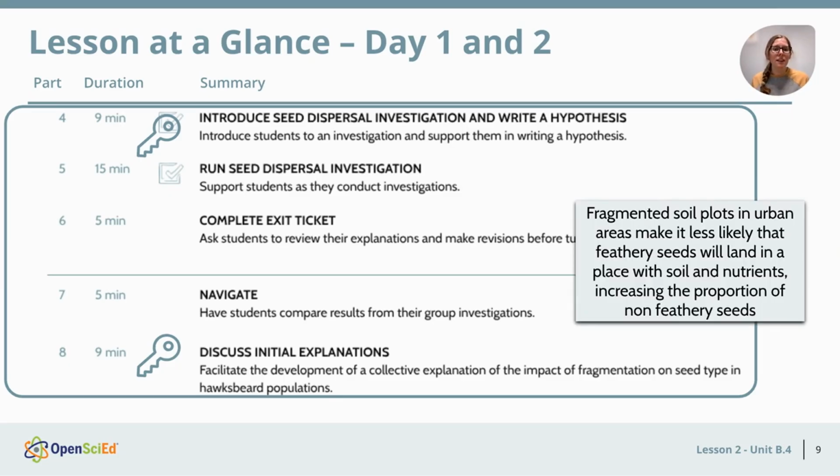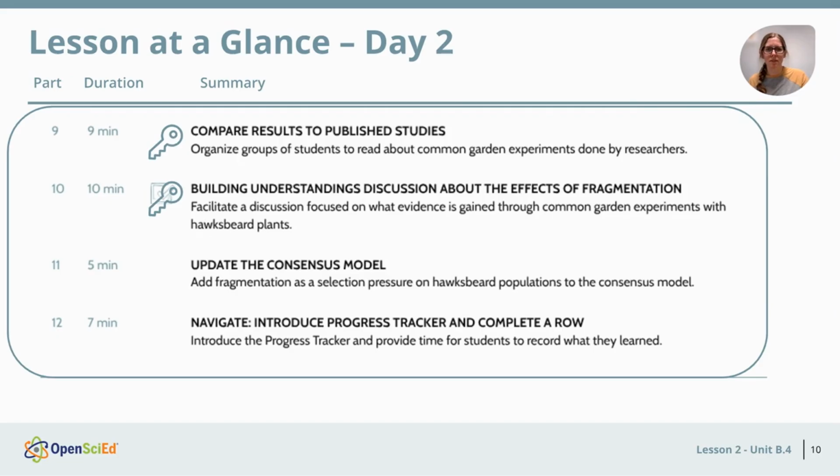We're going to figure out that fragmented soil plots in urban areas make it less likely that feathery seeds will land in a place with soil and nutrients, increasing the proportion of non-feathery seeds, which leads us to wonder what causes the plant to produce more of one seed type. We know that there is fragmentation that's involved, but what is that cause?